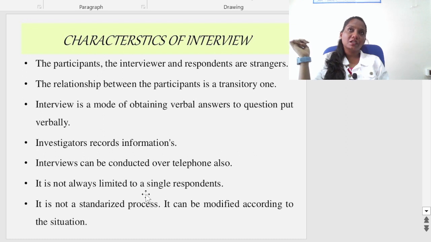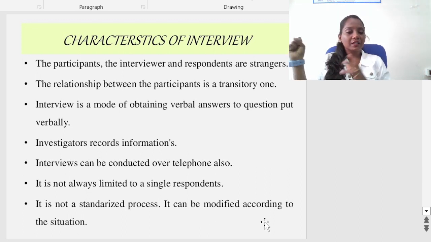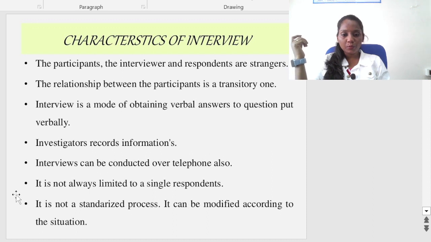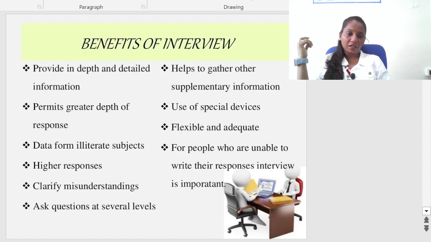Sometimes interviews can happen with a group also, and it is not a standardized process, it can be modified according to the situation. It is not that an interview should be done like this only, it is flexible. The next characteristic of interview is that it is flexible, it is verbal, and apart from a single respondent it can sometimes be a group also, and it can be done telephonically also.